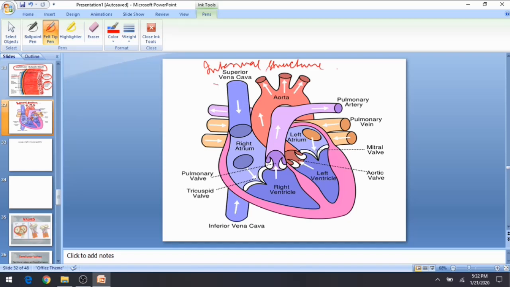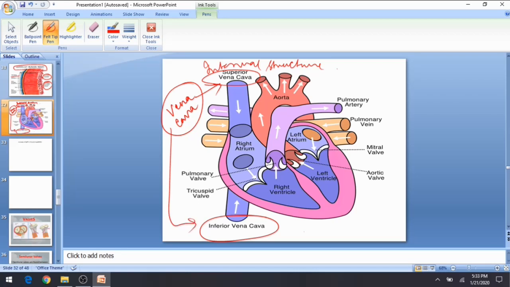Internal structure, again I would like to explain. You can see the vena cava, which are of two types. Superior vena cava, by the name superior, brings blood from the upper part of the body, that is brain, lungs, and inferior vena cava brings blood from the lower part of the body, for example kidney, legs.